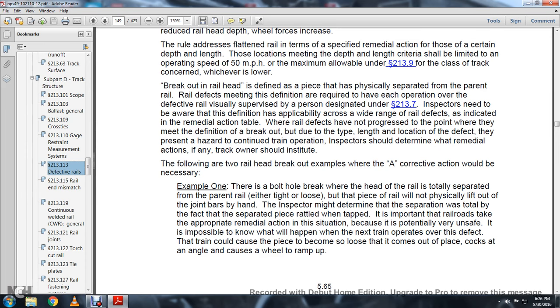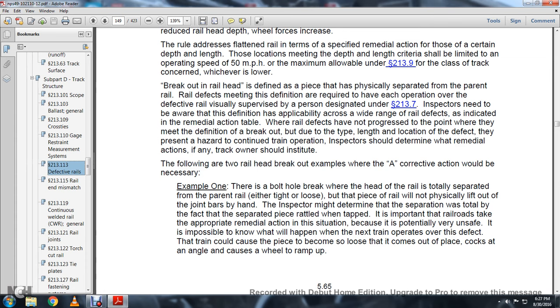The following are two railhead breakout examples where a corrective action would be necessary. Example 1: there is a bolt hole break in the head where the rail is totally separated from the parent rail, and either tight or loose, but the piece of the rail was not physically lifted off the joint bars by hand. The inspector may determine that the separation was total by the fact that the separated pieces rattled when tapped. It's important that the railroad take appropriate remedial action in this situation because it is potentially very unsafe. It's important to know what will happen when the next train operates over this defect.